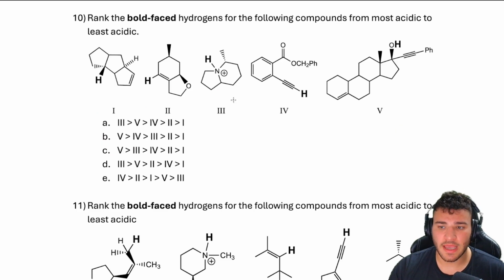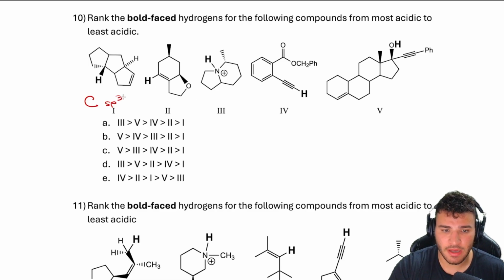In question 10, again, we're looking for the structures to order from most to least acidic. And so in structure 1, the hydrogen is connected to a carbon that is sp3 hybridized.